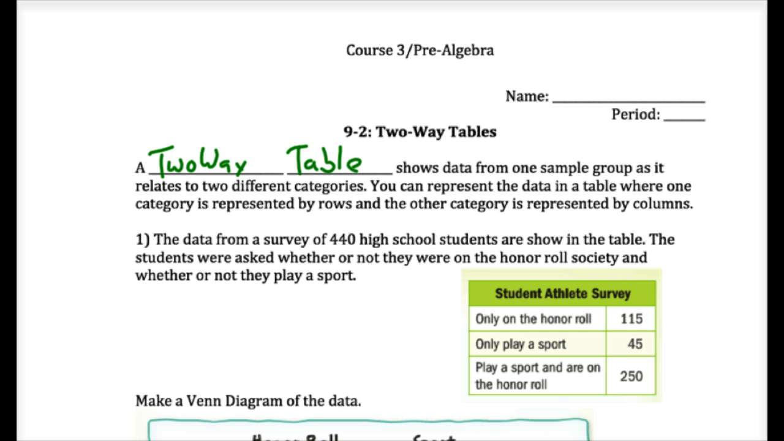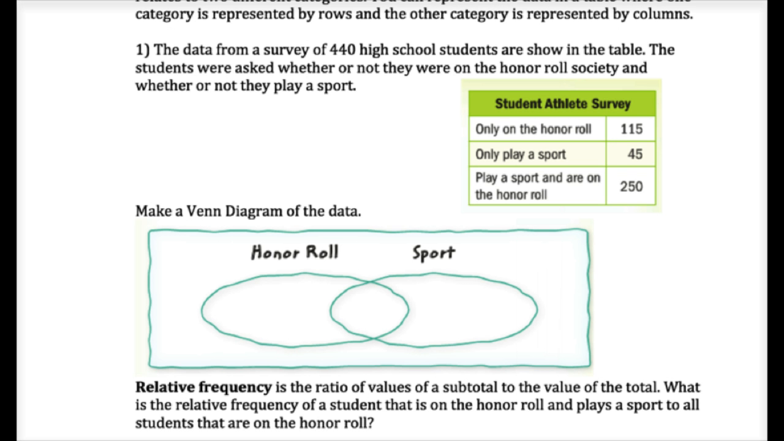All right, here's the table of the information. 115 kids said that they were only on the honor roll. Who was the kid that was only on the honor roll? Was that Harrison? 115 Harrisons. Okay. 45 kids said they only played a sport. Who was that? Was it Trace? Okay, 45 kids answered the way Trace did. Now, 250 kids say they play a sport and are on the honor roll. 250 kids answered like Jack Muir. Okay, which answer is not in the table? Maeve. Nothing. Okay, there's no one who would do no sport and no honor roll.